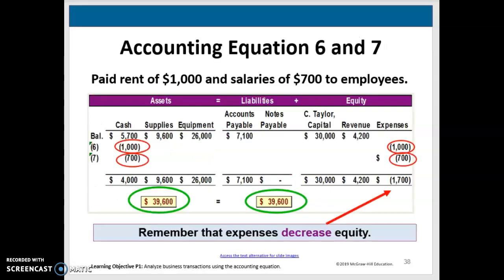So let's look at the process here. We had a balance of cash of $5,700. We paid out $1,000 and then $700. So that brought our total to $4,000 cash that we have left. Over here, expenses were incurred, but expenses are subtracted from revenue because they decrease that equity. So we're going to put those in parentheses on that side to show that they decrease the equity.